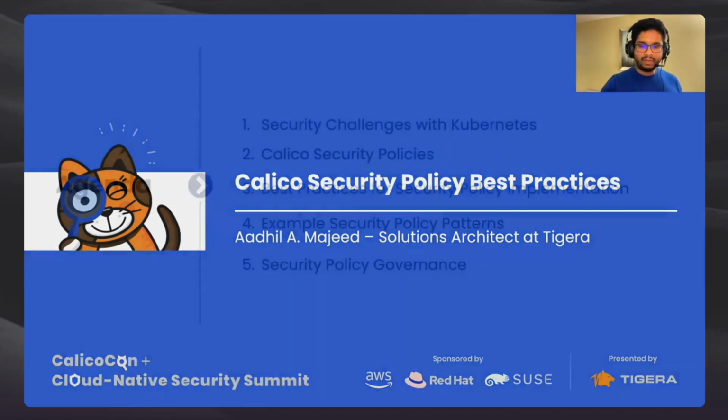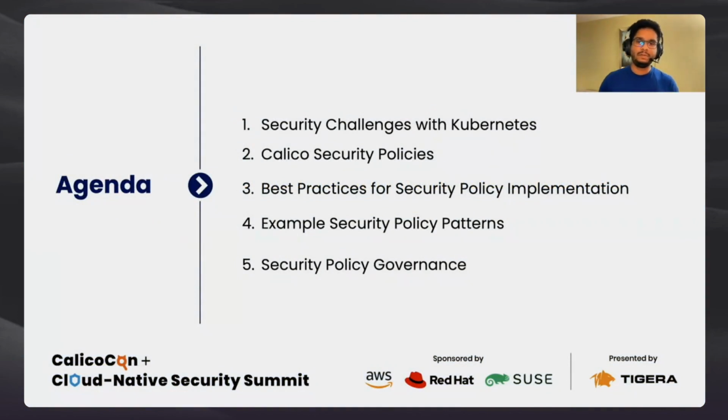Okay, let's start off with the agenda for today's session. We're going to be looking at security challenges in Kubernetes and how Kubernetes disrupts traditional networking and security paradigms. We'll look at Calico security policies, the anatomy of a Calico security policy, and the declarative policy language. Next, move on to best practices for security policy implementation with some example security policy patterns.